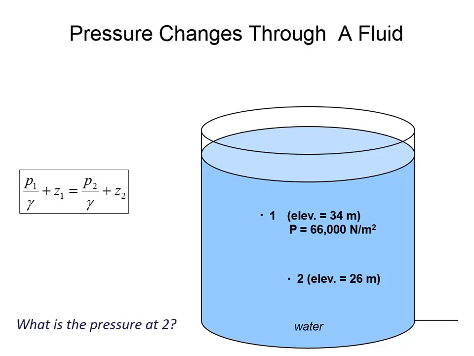So P1 is 66,000, Z1 is 34, we know Z2 is 26. So rearranging the hydrostatic equation to solve for P2, and then substituting in the data we've got, is 144,480 newtons per meter squared. And then I abbreviate that to 144 kPa.